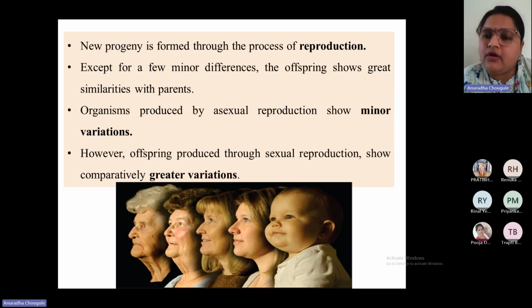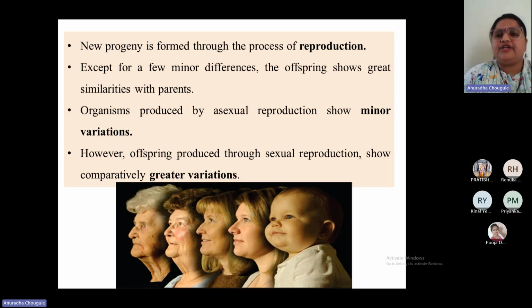Do all of you agree with this? Yes, ma'am. So whatever characteristics pass from one generation to the next depends upon the process of reproduction. If the organism reproduces asexually, a greater amount of characteristics will be passed from the parents to offspring, so there are minor variations. In case of sexual reproduction, there is greater variation, meaning fewer characteristics pass from the first generation to the next. Not few exactly, but the amount of variation is different.